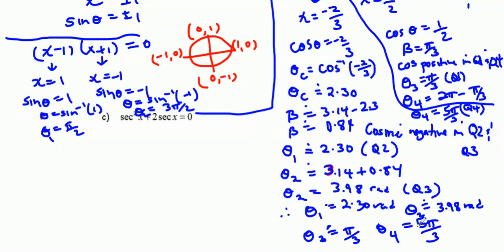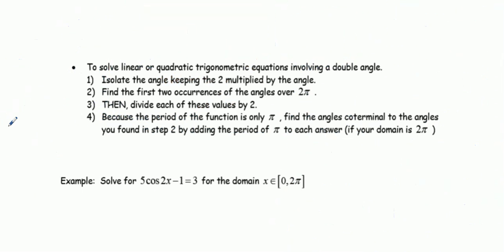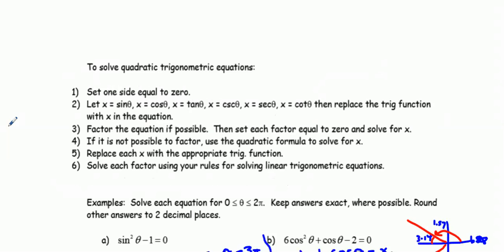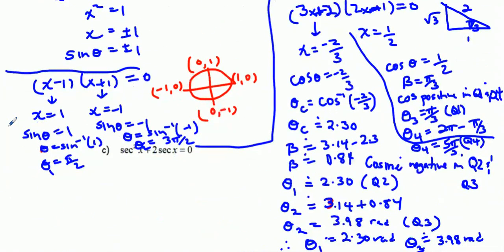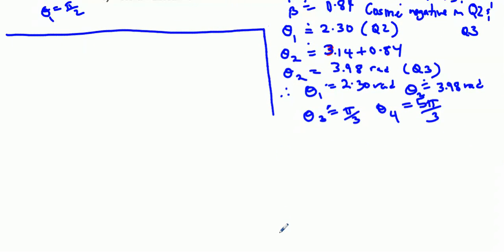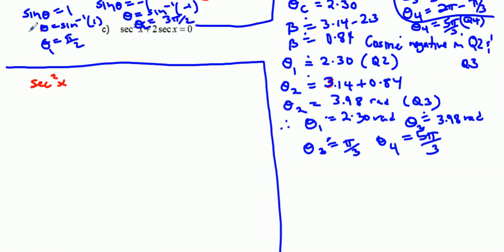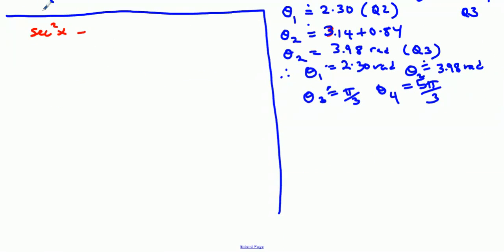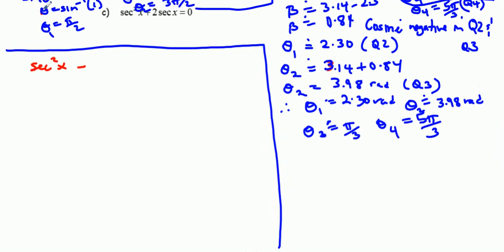Okay. All right, one more example here of a trig one. So this one's a reciprocal one. So it's sec squared x plus 2 sec x equals 0. So let's just start here underneath. I'll just change the color of my pen too for this one so it doesn't get all mixed up. Yep, sec squared x plus 2 sec x equals 0.